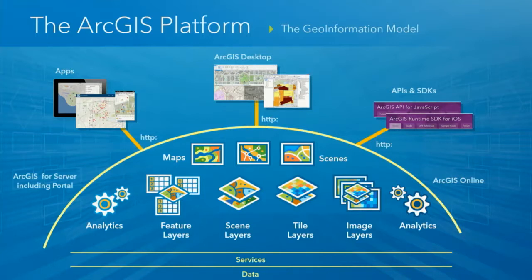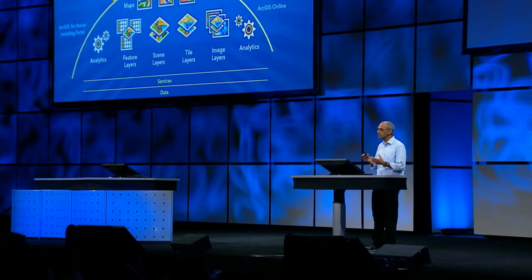And these are delivered by either ArcGIS Online or ArcGIS for Server. Both of these have a portal that makes these information items available to applications and users. And then the apps, including desktop, as well as the APIs and the SDKs, are all powered by this information. Now, all of this itself rests on a bed of services and data, right? But the applications and the users interact directly with the information.